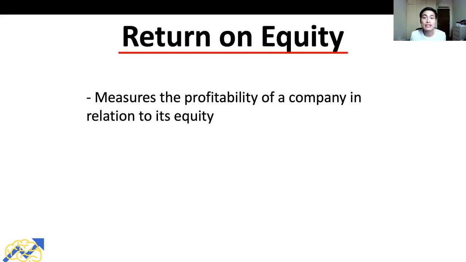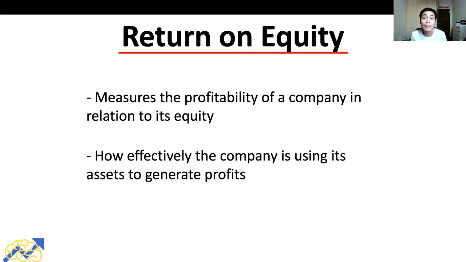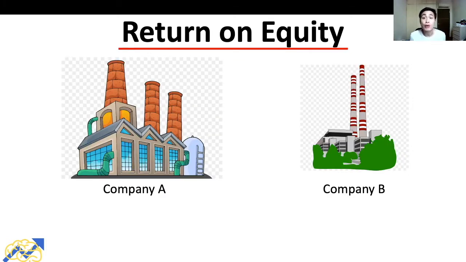So the first thing that we'll take a look at is what is return on equity. What a return on equity ratio does is it measures the profitability of a company in relation to its equity. In other words, the return on equity measures how effective the company is able to use its assets to generate profits. Let's take a look at an example to see what this means. In this example, we have two companies, Company A and Company B. Say Company A has net profits of $100 million and Company B has net profits of $50 million.